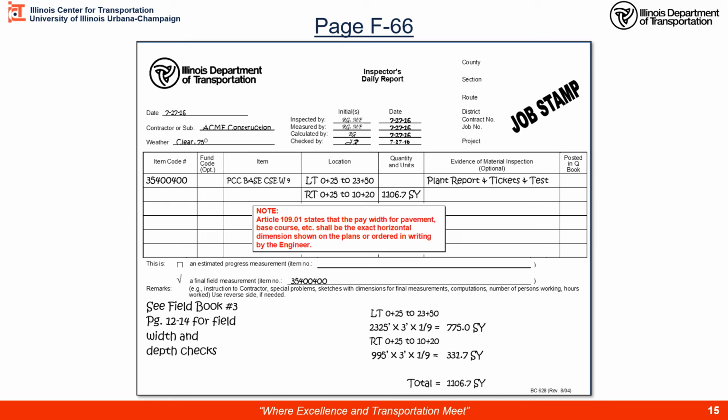Then I'm going to measure my actual lengths. Here I got the left side, the right side, my actual lengths, times my width, converting because this is square yards, so I got to convert from square feet to square yards, divide by 9, and I get my quantities on each side of the road for this widening. Add them together, I get my total quantity. That goes up here, my total quantity plus my units, and I'm happy.